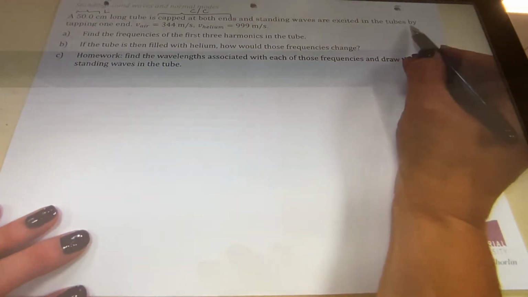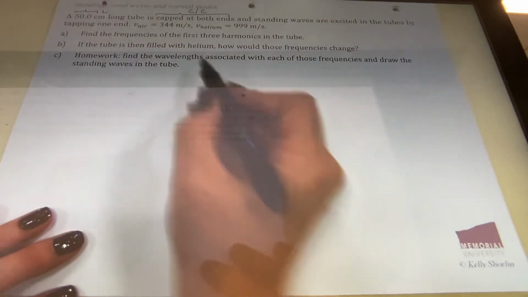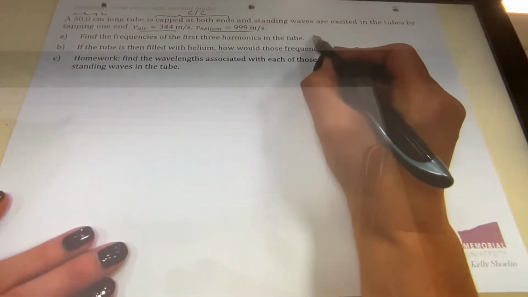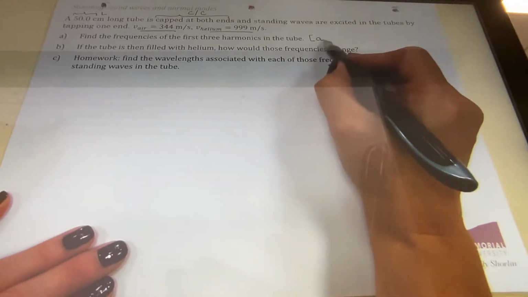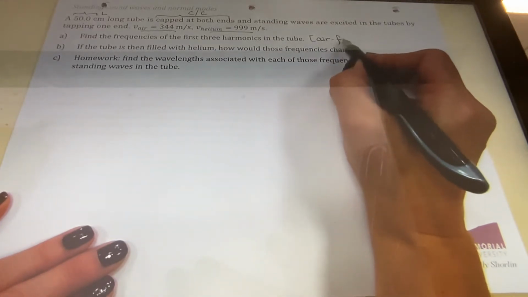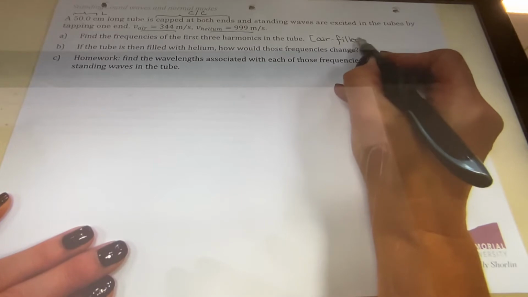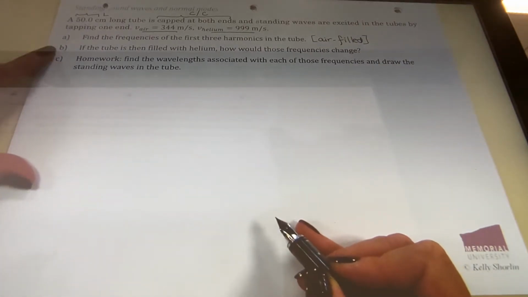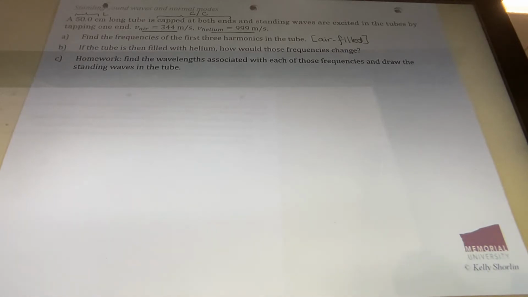Standing waves are excited in the tubes by tapping one end. We know the speed of sound in air and speed of sound in helium. So part A says find the frequencies of the first three harmonics in the tube. And just to clarify, we're going to say that the tube is air-filled. Helium gets to be important in part B. So let's find the first three frequencies.